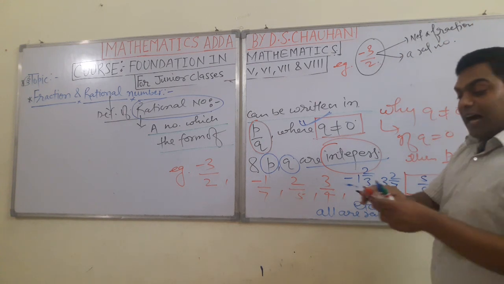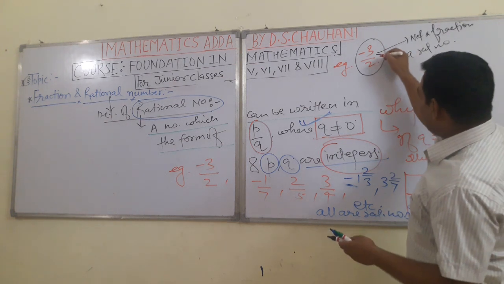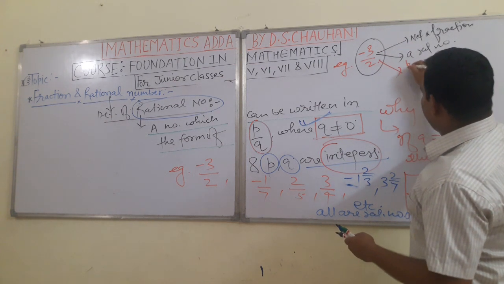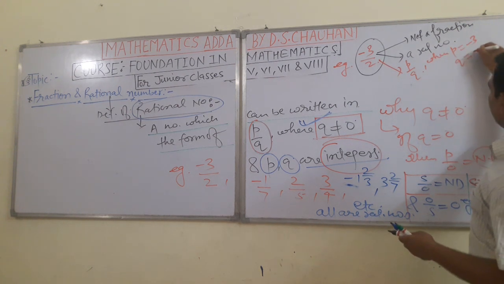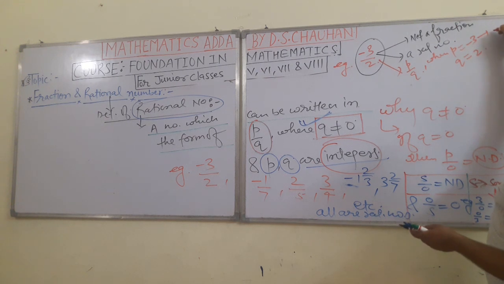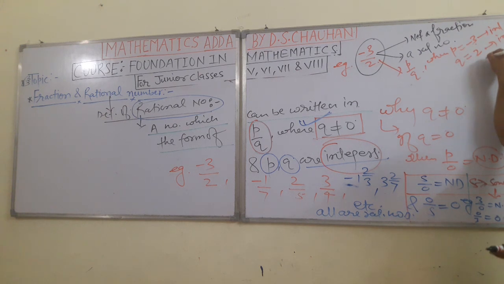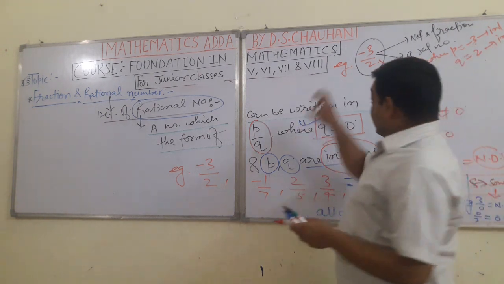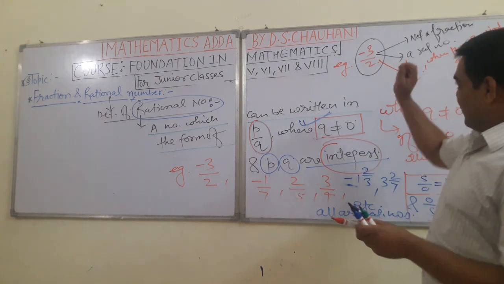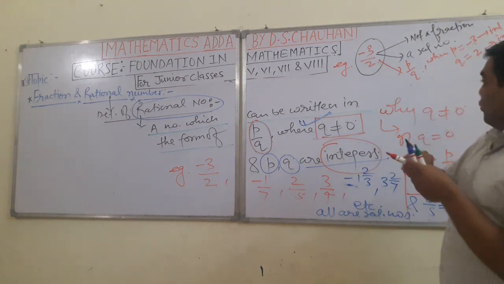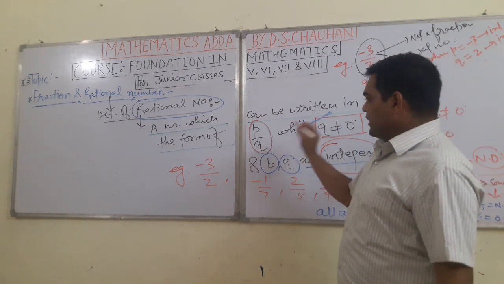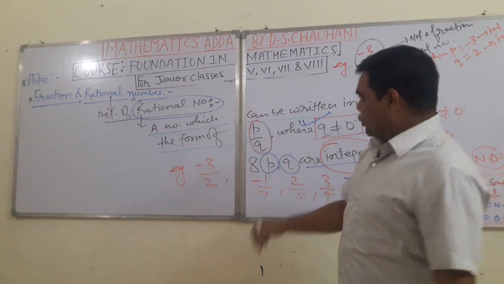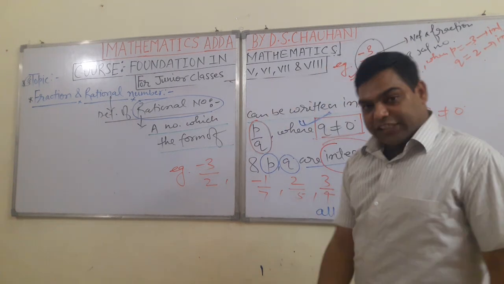Why rational? Because it is of the form p by q, where p is minus 3 and q is 2. Minus 3 is an integer, 2 is also an integer. This is negative, this one is positive. So this is in the form p by q, where p and q are integers, and q is here 2, which is not equal to 0. It means it satisfies all the conditions of the definition of a rational number. So minus 3 by 2 is a rational number.